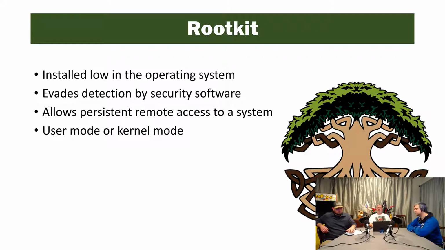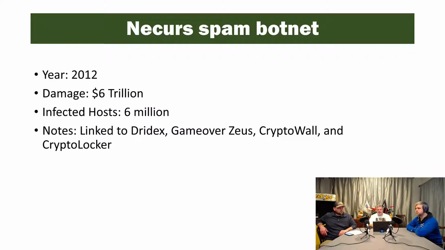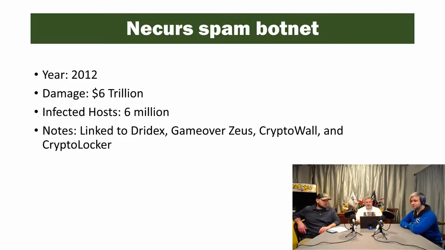So a couple of them. When you put it that low, there's a lot of reasons to do it. One of them is to set up a spam botnet, right? The Nicurus spam botnet is one of the things you'll see on your slides. It came out in 2012 and infected 6 million hosts, so 6 million computers. Then it's linked to a bunch of other malicious software: Game Over Zeus, Crypto Wall, Crypto Locker, and other things that can do ransomware actions as well.